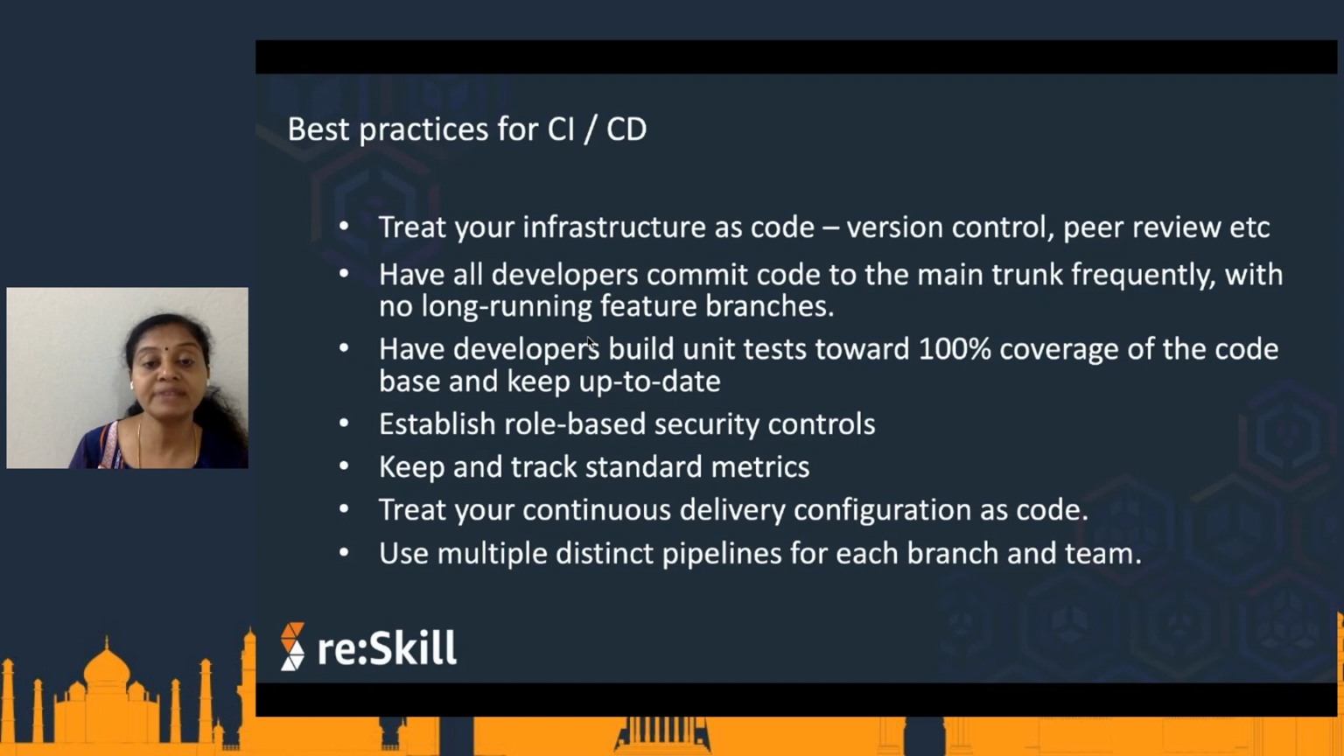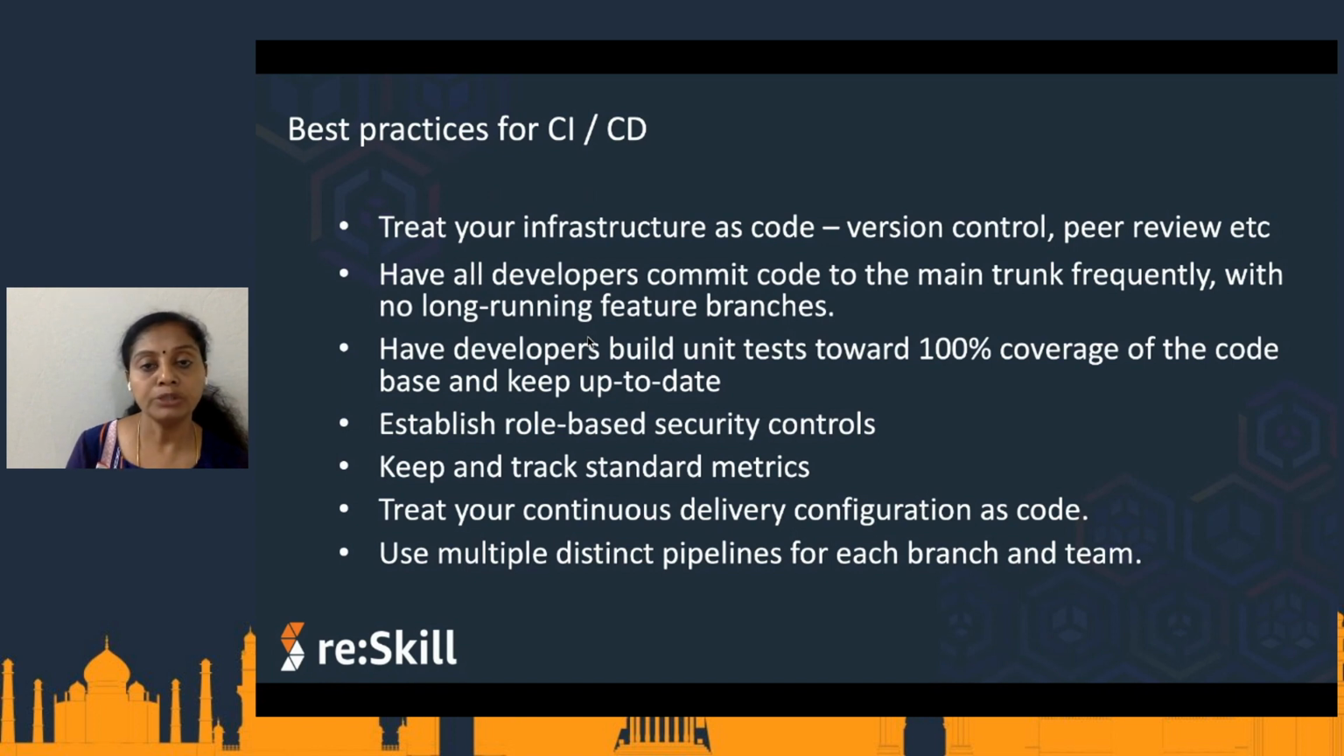Establish role-based security controls. For example, if it is infrastructure code, only the infrastructure team will be able to commit, but it could be viewable by other application developers also. And for application code, it's purely application developer friendly. Like that, you create role-based security controls, keep track of metrics, and monitor it to find the deviations and notify the stakeholders as quickly as possible.